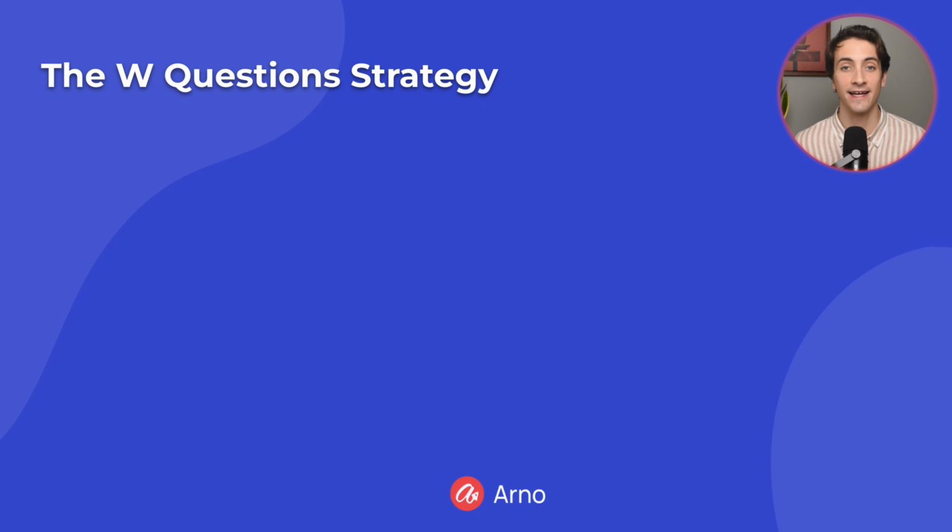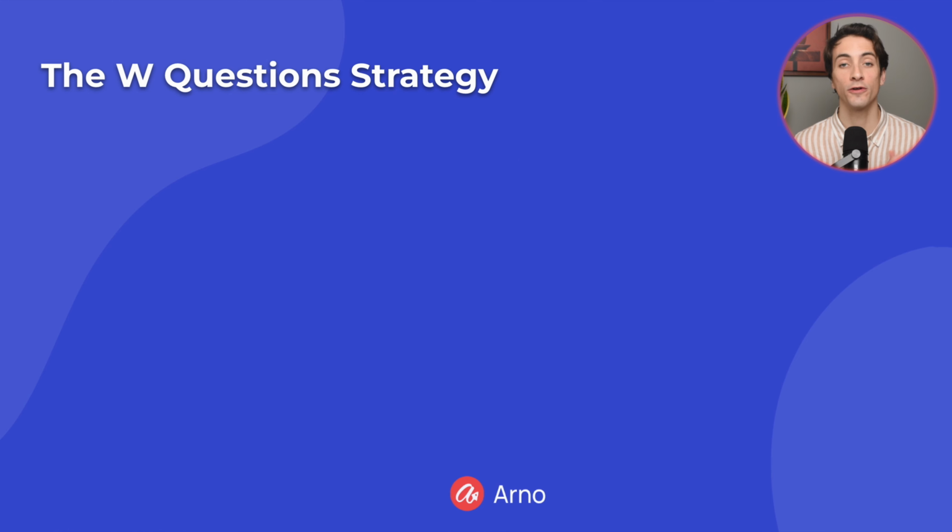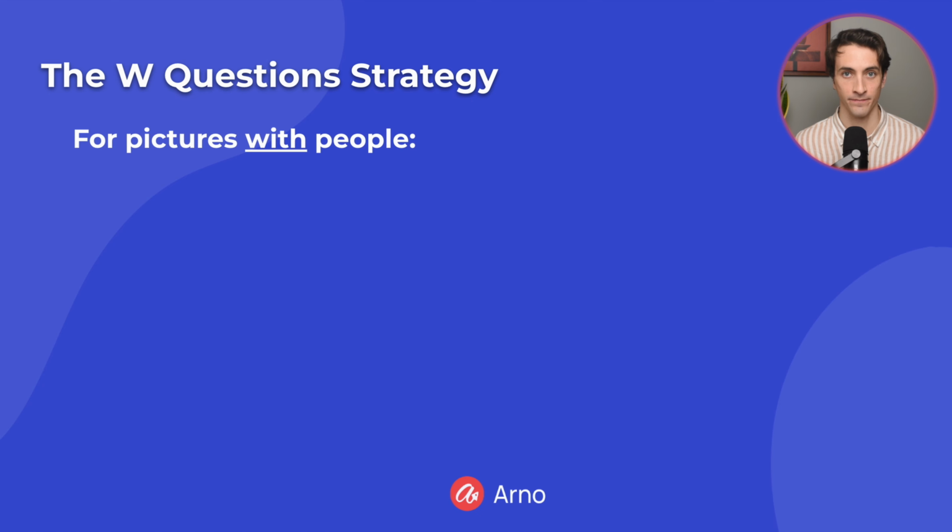This strategy is called the W question strategy. In brief, it consists of asking yourself these questions: who, what, when, where, and why. Let me explain further. There are 2 kinds of images that you will see on the DET. The first kind has people in it. And for those images, you want to ask yourself the following questions.